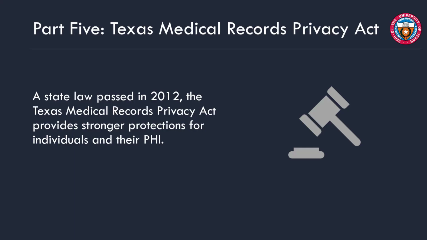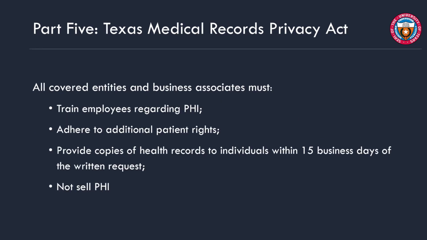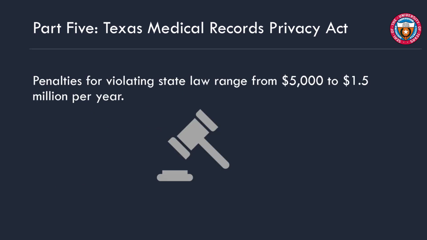A state law passed in 2012, the Texas Medical Records Privacy Act provides stronger protections for individuals and their PHI. It applies to any entity or individual that assembles, collects, evaluates, stores, or transmits PHI, comes into the possession of PHI, or is an employee, agent, or contractor of a person or entity described above. All covered entities and business associates must train employees regarding PHI, adhere to additional patient rights, provide copies of health records to individuals within 15 business days of the written request, and not sell PHI. Penalties for violating state law range from $5,000 to $1.5 million per year.